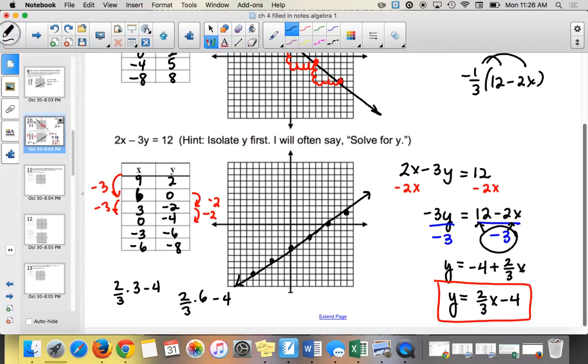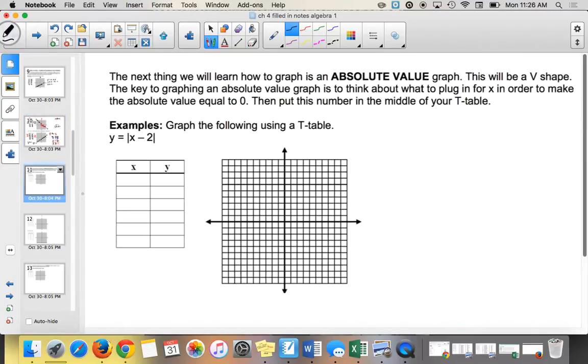So let's do the next one, absolute values. So what shape did I say an absolute value would be? U. No, not a U, it's a V, all right? So it's going to be a V shape. So every single time you see an absolute value in the problem, we know that it's going to be a V shape, okay? So as we use our t-table, we definitely want to pick positives and negatives.